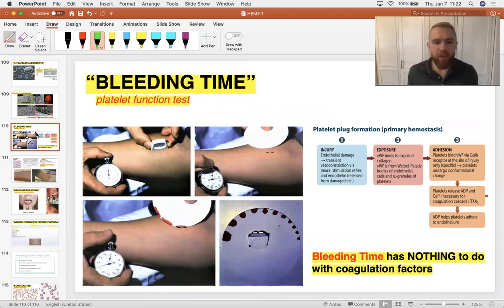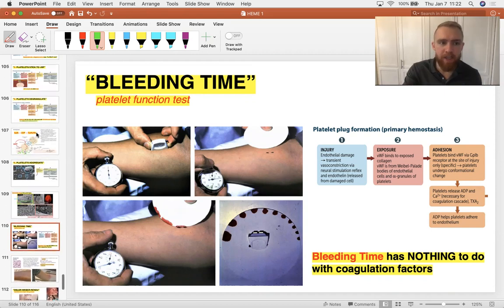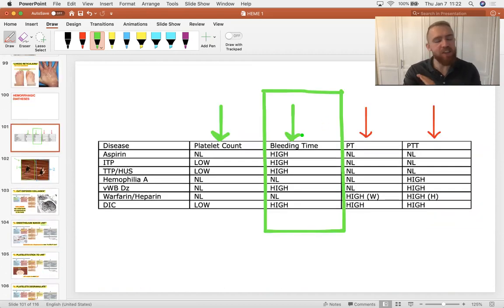So as you can see, we have not talked at all about coagulation factors up to this point. That should tell you that bleeding time as a test has nothing to do with factors. It's exclusively a measure of platelet function. That's really important. And then platelet count, obviously, that one also has nothing to do with factors. That's just a pure quantitative test. So platelet disorders, then, we can diagnose really just with those two things, knowing that PT and PTT are going to be normal.